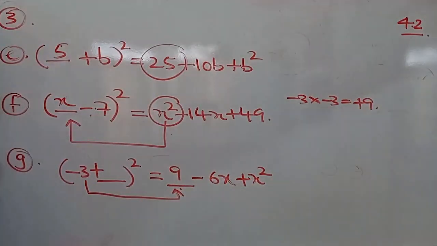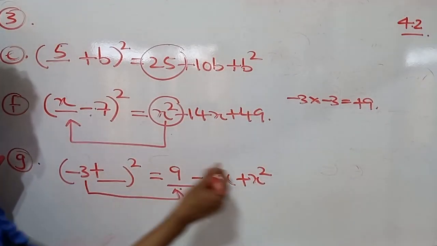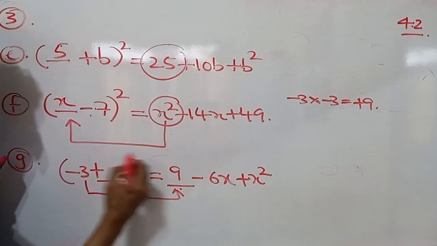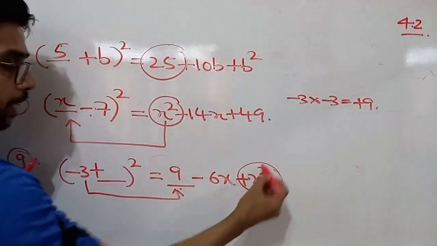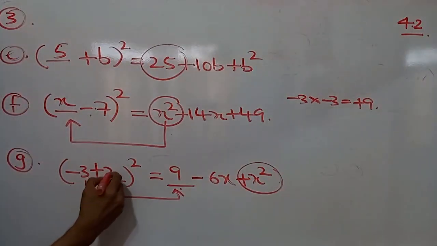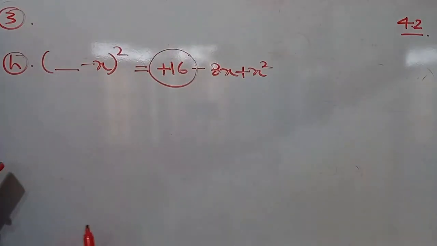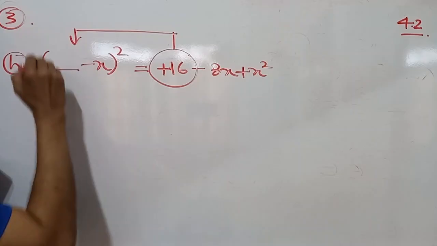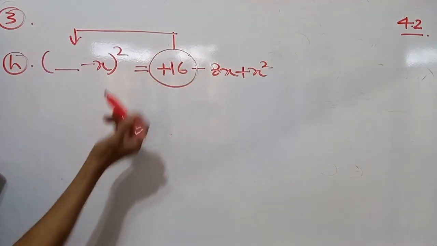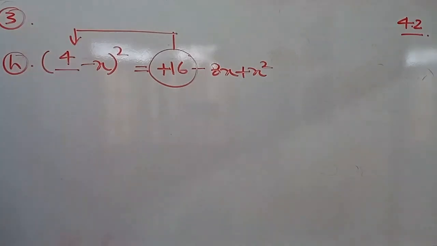So this is what? 9, right? So this is x squared, right? So we can get this term here by what? By getting the square root of x squared. That is what? X. So we can see here the term is 16. So we can calculate this term by getting what? Square root of 16, right? So that is what? 4.